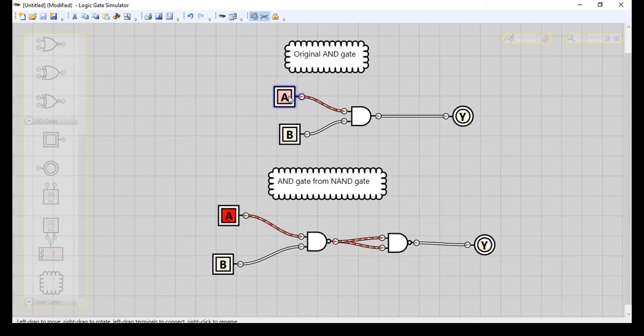Likewise, when A is 0 and B is high, then also the output is 0 in both the cases. And when both the inputs, that is A and B, are high, then the output in both the cases is also high. That means the combination of these two NAND gates is acting as our AND gate.